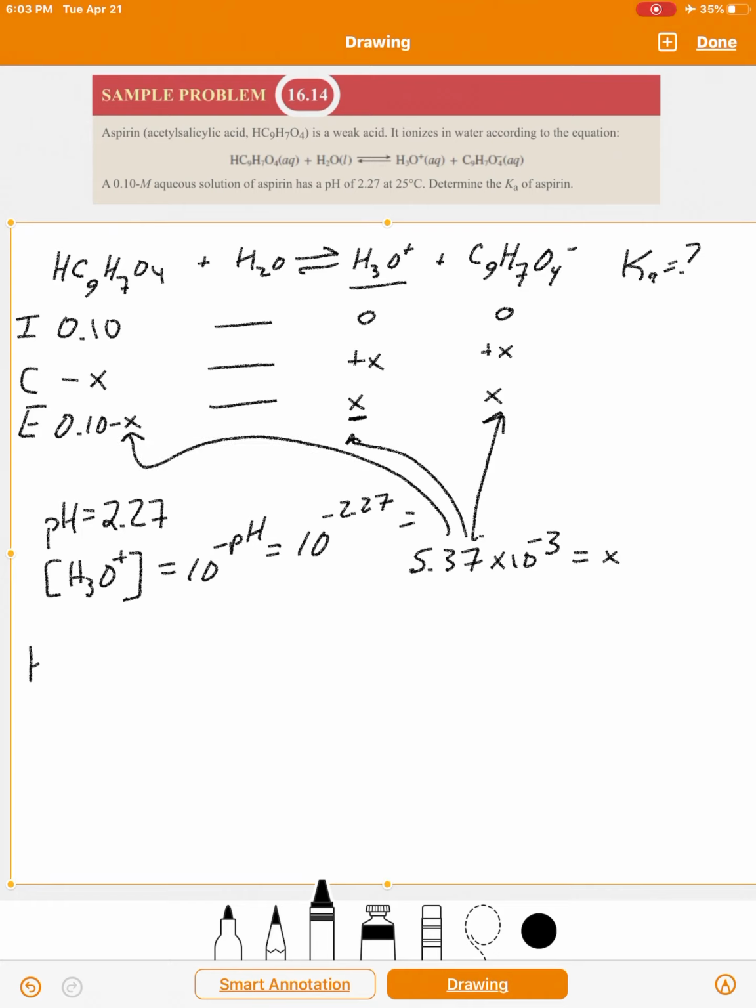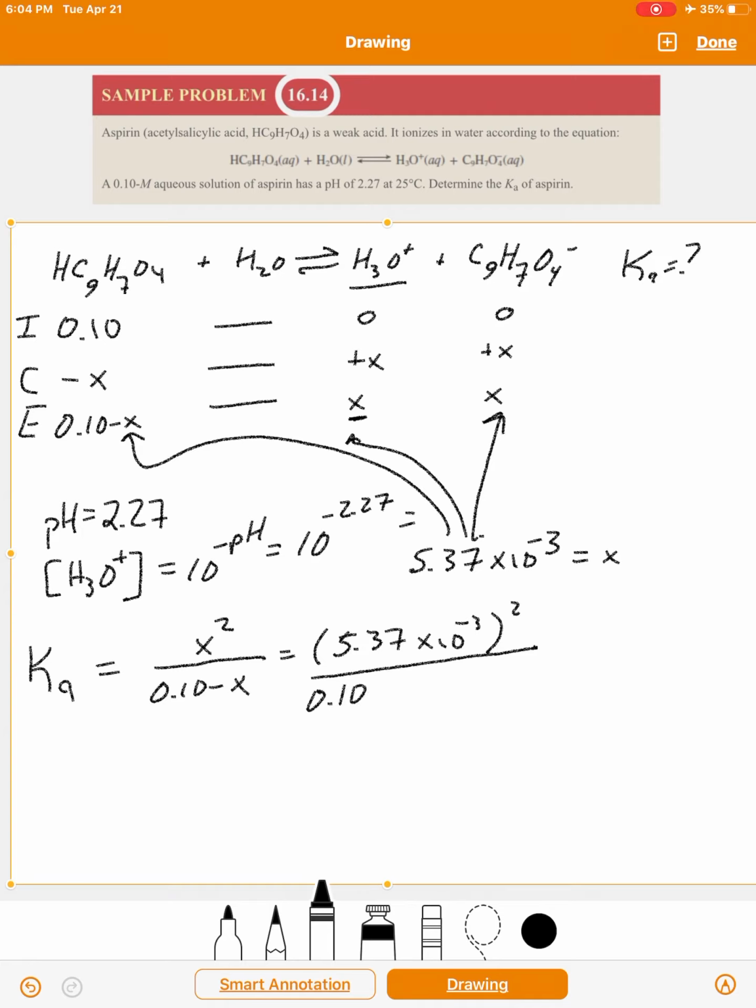So that means that Ka, the ionization constant, would be X times X over 0.10 minus X, right? So that would be 5.37 times 10 to the minus 3 squared over 0.10 minus 5.37 times 10 to the minus 3.